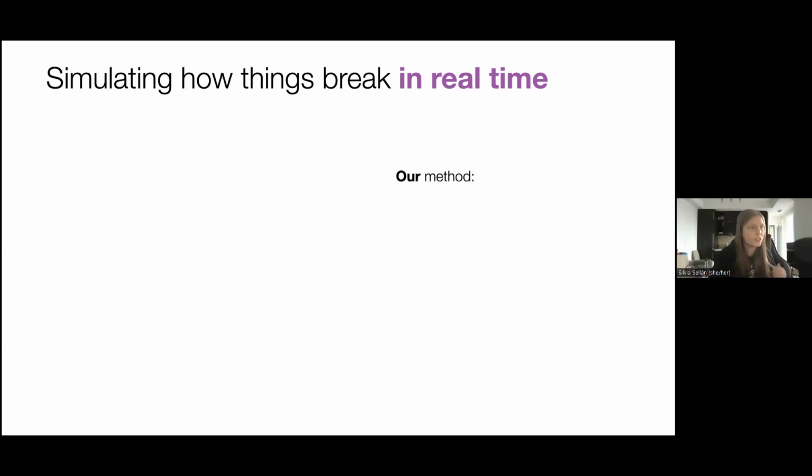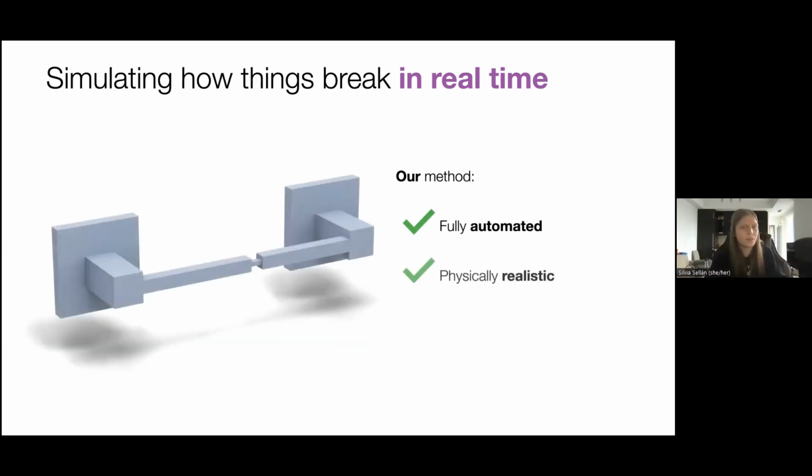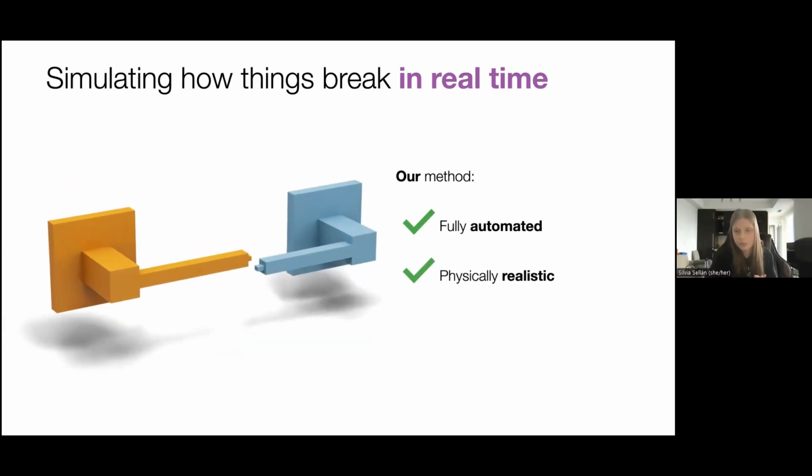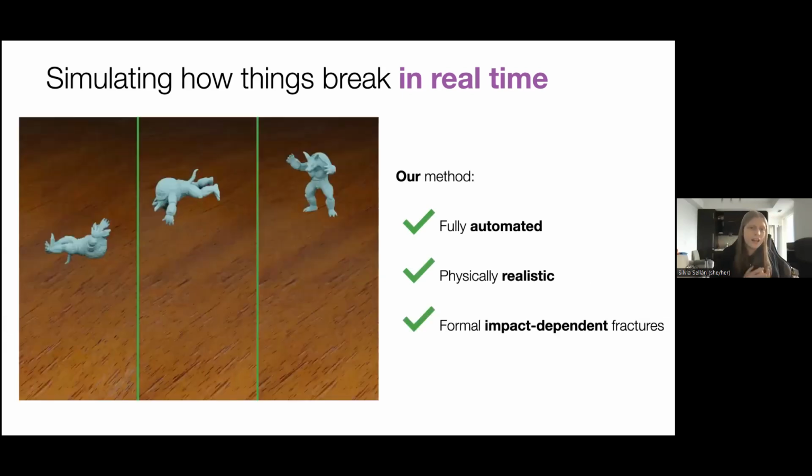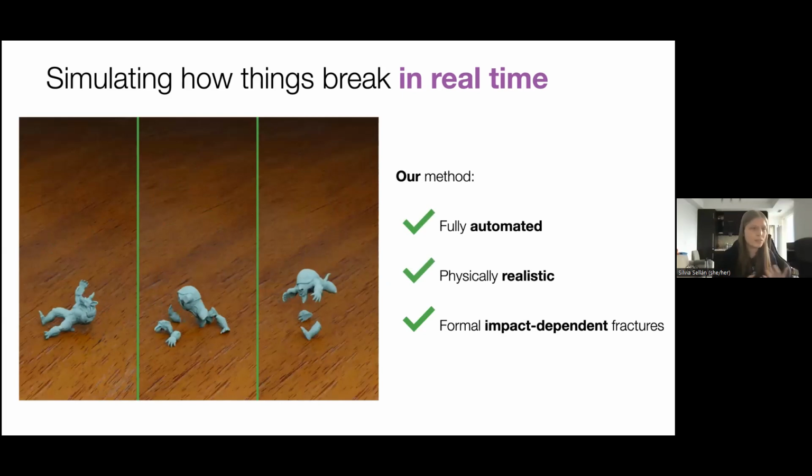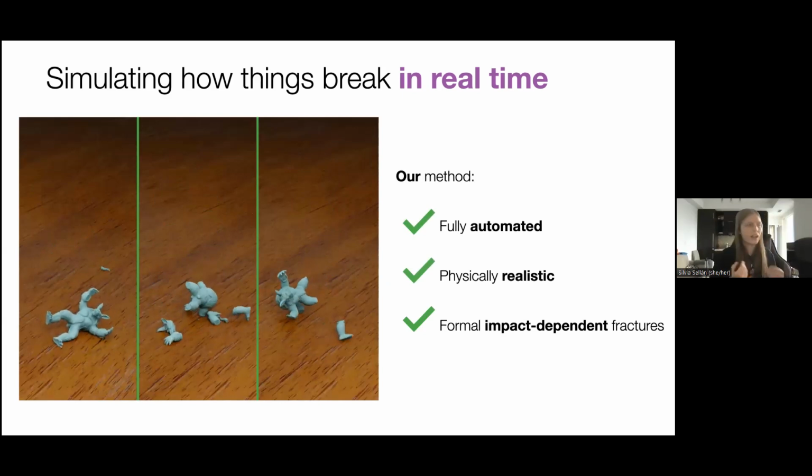So today we're going to present an algorithm that's fully automated and physically realistic. It will identify the geometric weaknesses of each object as potential fracture faults. And our framework will naturally lead to impact-dependent fractures at minimal runtime cost. So if you look at this video, when the armadillo falls on its feet, it breaks its feet. When it falls on its face, it sort of shatters. And when it falls on its back, the tail breaks, which is what you would expect. It doesn't break into 100 pieces regardless.